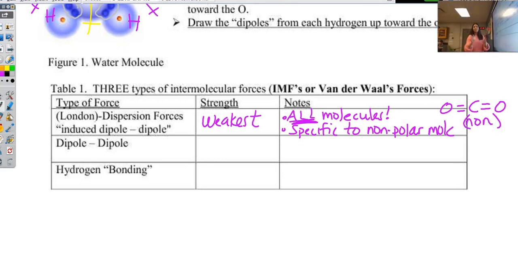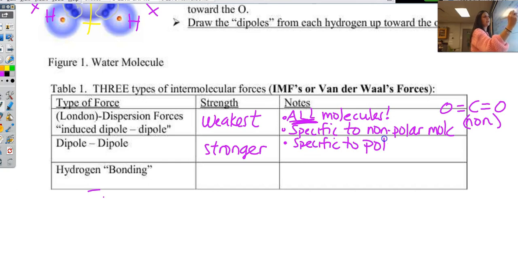nonpolar. Okay, the dipole moments will cancel out, and the only thing that you're going to have are these weak forces. I'm going to show you on the next page a little bit more of what those look like. Dipole are going to be stronger than these. And these are specific to, anybody want to guess? Polar, awesome. Specific to polar molecules.